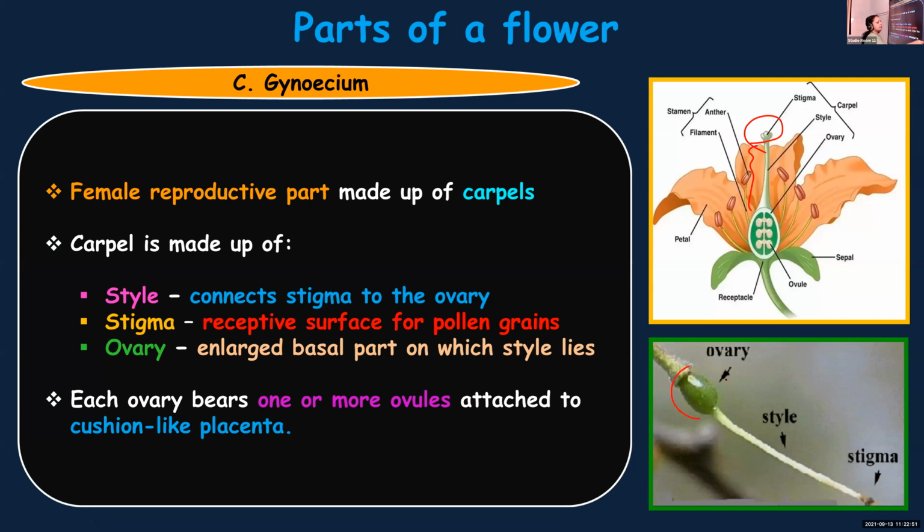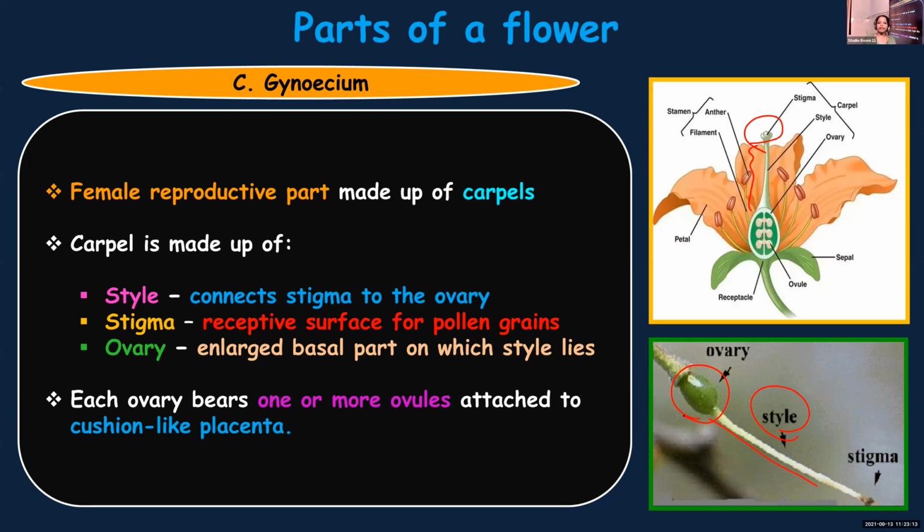The enlarged basal portion is known as ovary. On this ovary, style lies, which means style is attached to ovary. And stigma, I told you, is sticky because stigma has to be sticky. Only then the pollen grains can stick onto that to bring about pollination.